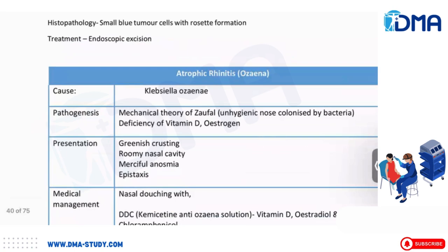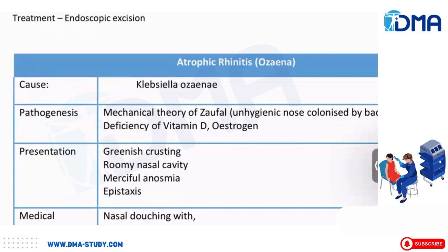Next one, some of the inflammatory disorders of the nose. Atrophic rhinitis, very important topic. The turbinates are going for atrophy. The lateral wall of the nose has superior turbinate, middle turbinate, inferior turbinate. If these turbinates go for atrophy, it is called atrophic rhinitis.